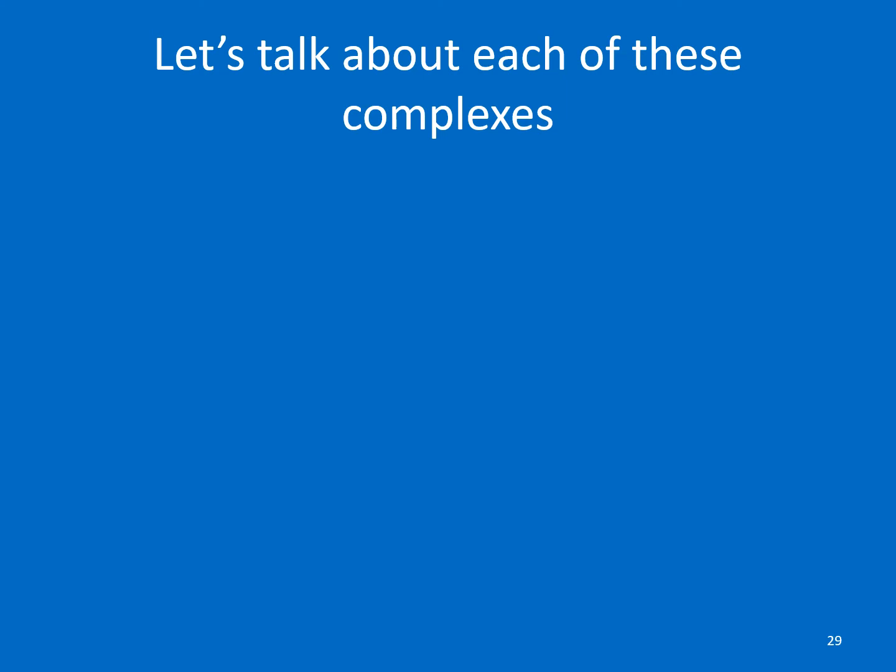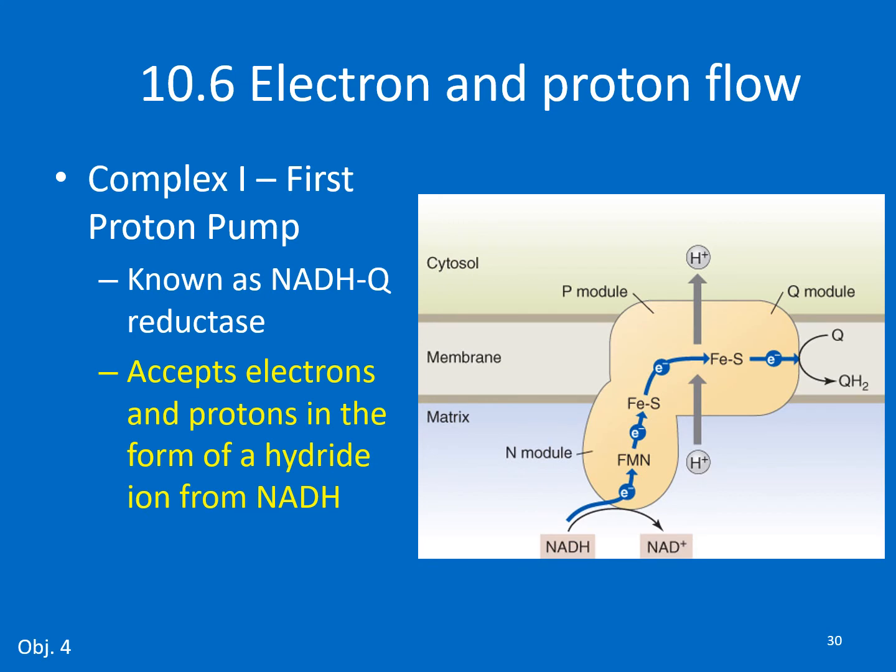Okay, so let's take a deep breath and jump into talking about each of these complexes. This is the bottom of page 4, the start of page 5 on your handout. So complex 1, the first proton pump. A proton pump is an enzyme complex that takes protons from within the matrix of the mitochondria and pumps them out of the mitochondria.